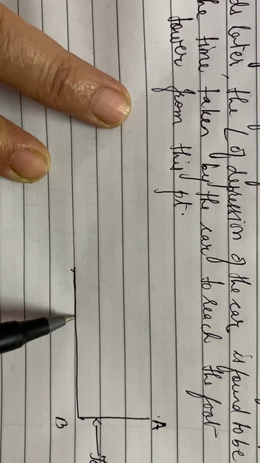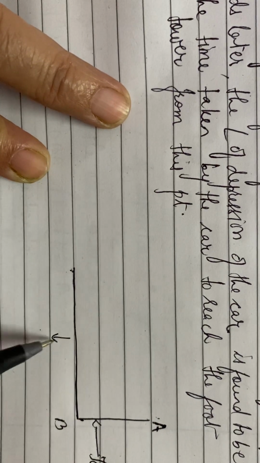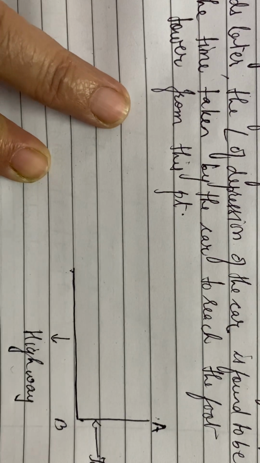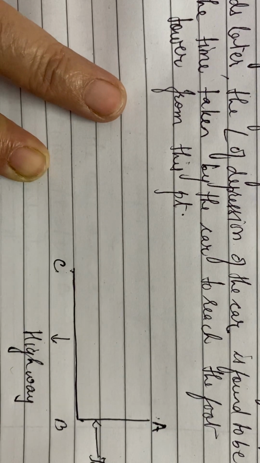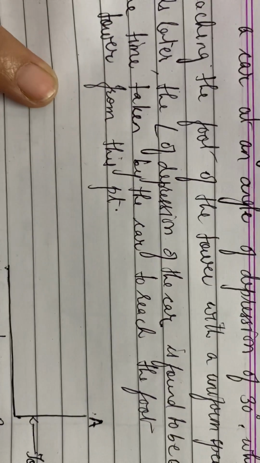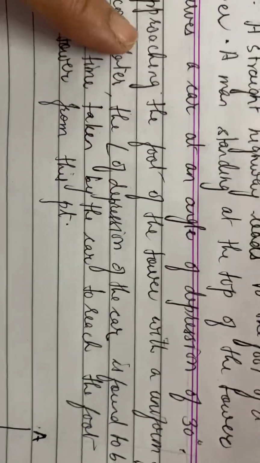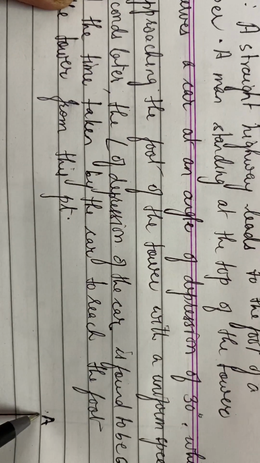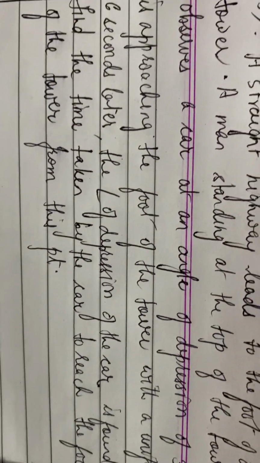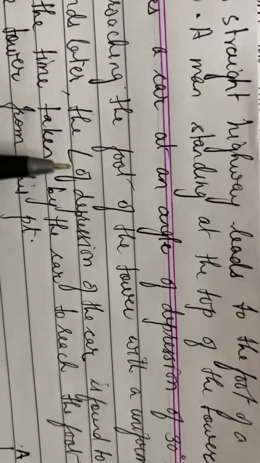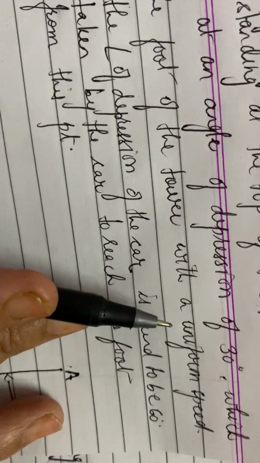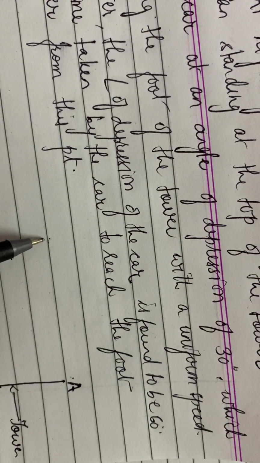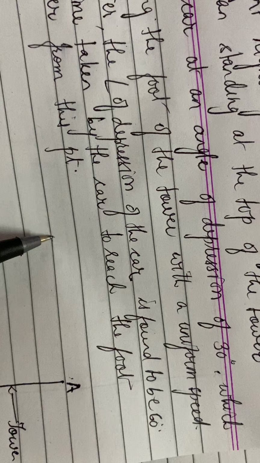Here's your highway, leading where? To the foot of the tower. Now, a man standing at the top of the tower observes a car at an angle of depression of 30 degree. This man is observing a car at an angle of how much?